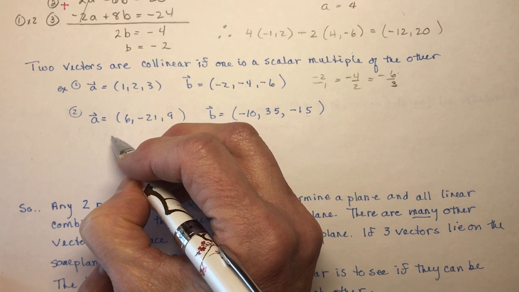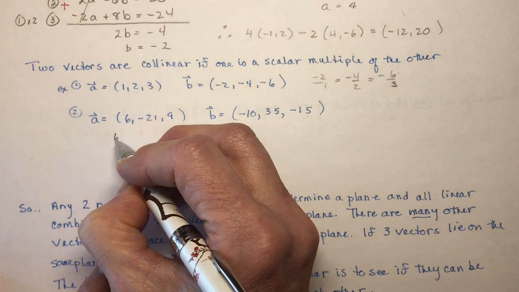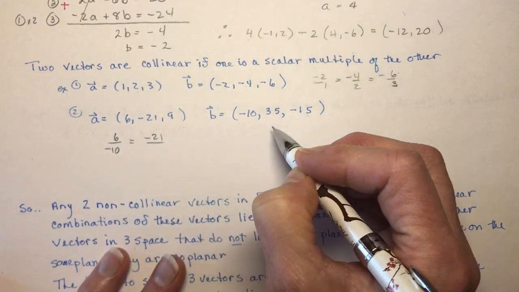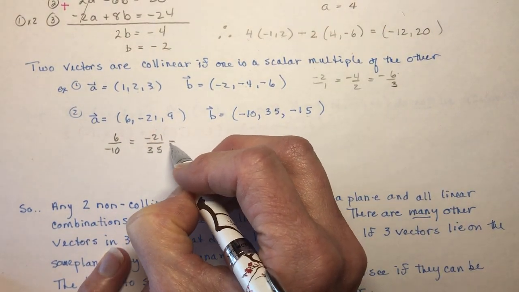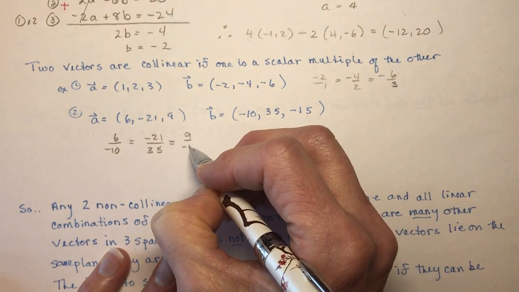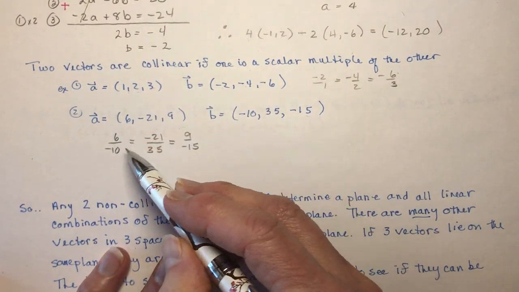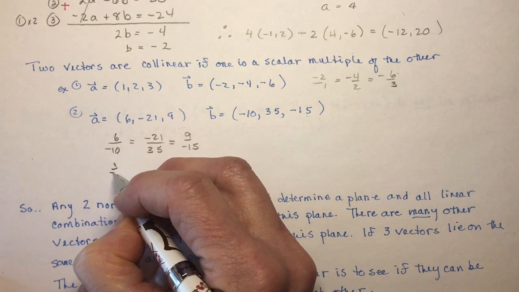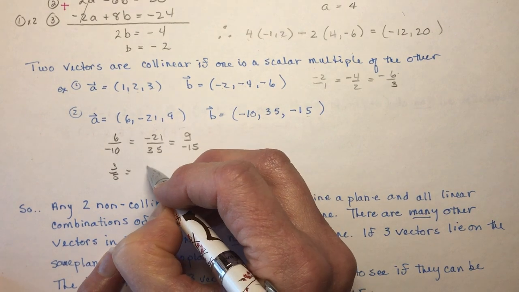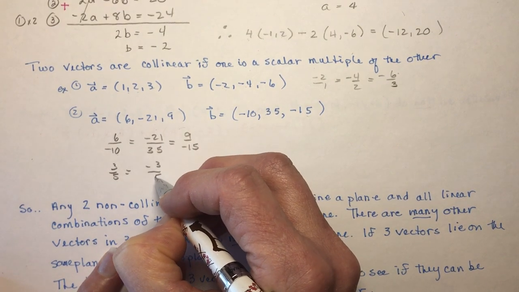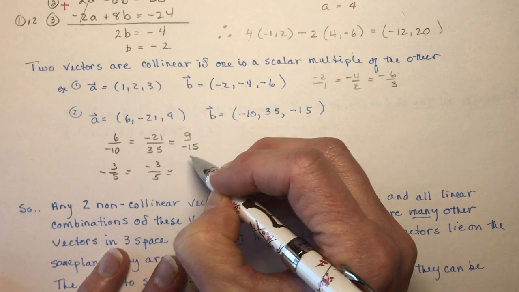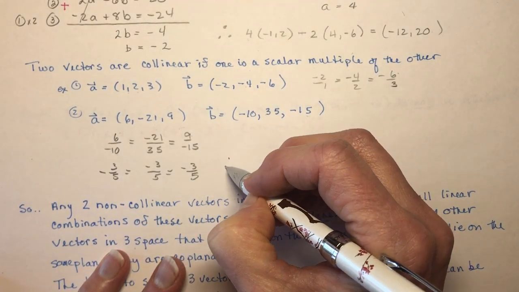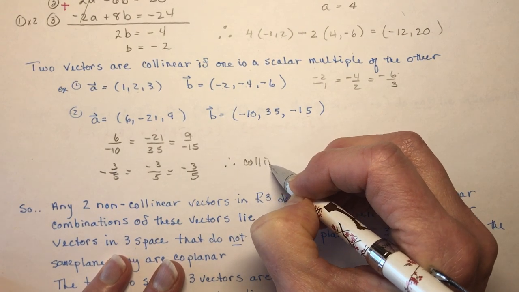So same thing here. I'm going to say, well, what's 6 over minus 10? Is that equal to minus 21 over 35? And is that also equal to 9 over negative 15? Well, I've got all the negatives. There's definitely negative going on here. If I reduce this fraction, I would get 3 over 5. If I reduce this fraction dividing by 7, I get minus 3 over 5. And if I divide by 3, I get minus 3 over 5 as well. So, therefore, they are collinear.